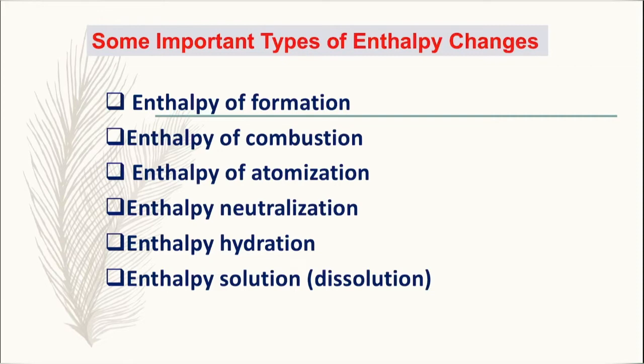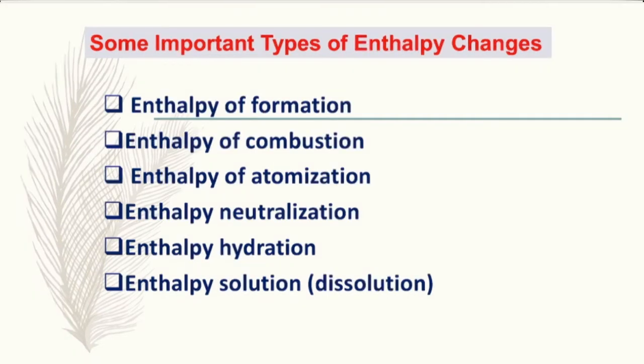There are a lot of chemical reactions involving change in heat energy in their systems. In order to study their heat or enthalpy change, you have to know the definition of an enthalpy for each reaction. Here are some important types of enthalpy changes that you are going to learn. They are enthalpy of formation, enthalpy of combustion, enthalpy of atomization, enthalpy of neutralization, enthalpy of hydration, and lastly, enthalpy of solution or dissolution.